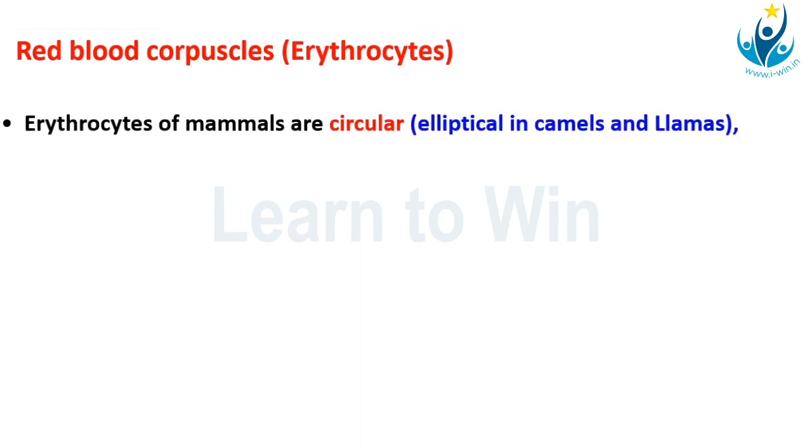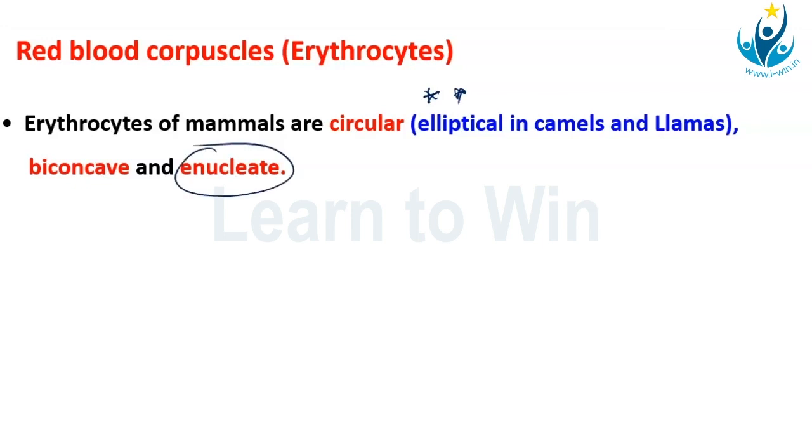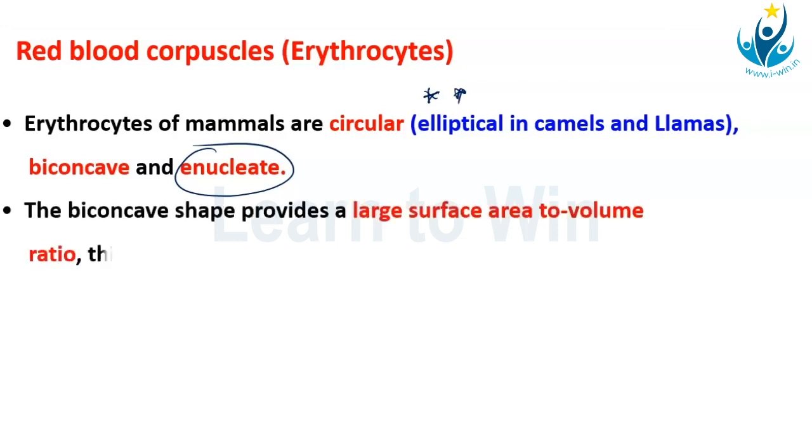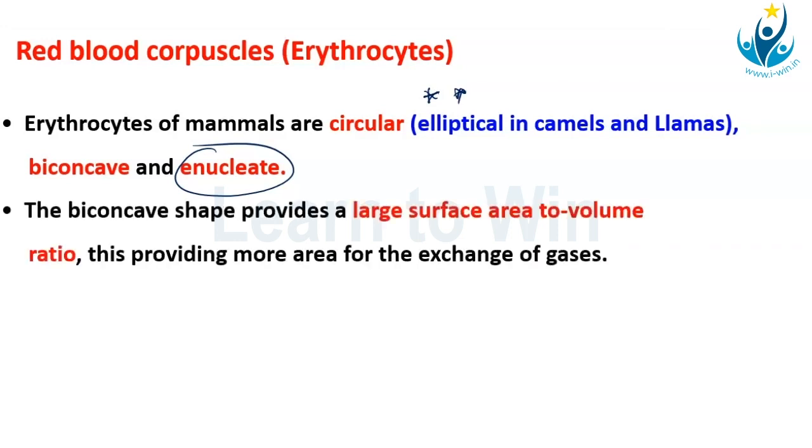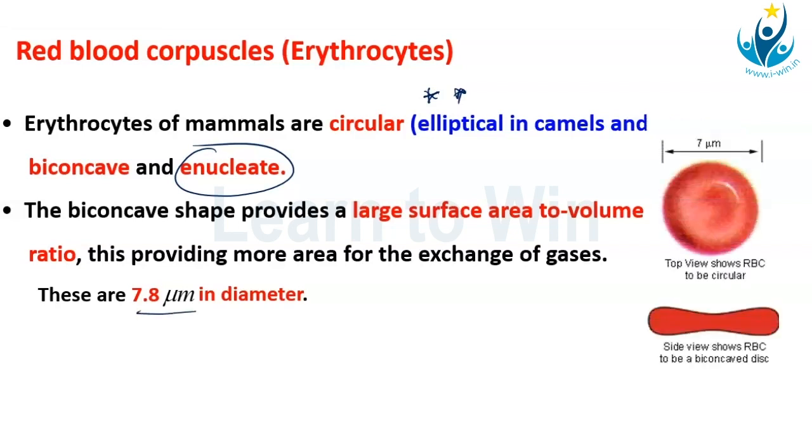Right, now RBCs are erythrocytes. They are circular, elliptical in camels and llamas. This is an example that you need to remember. Biconcave and enucleate. Always remember, RBCs are enucleated. Okay, the biconcave shape provides a large surface area to volume ratio so that there is more area for the exchange of gas, and they are 7.8 micrometers in diameter.